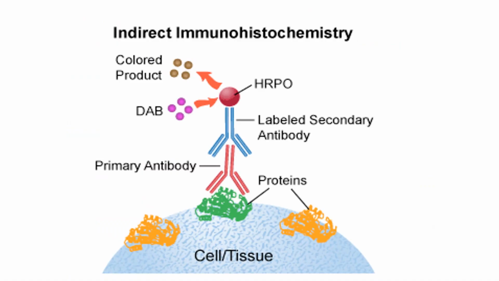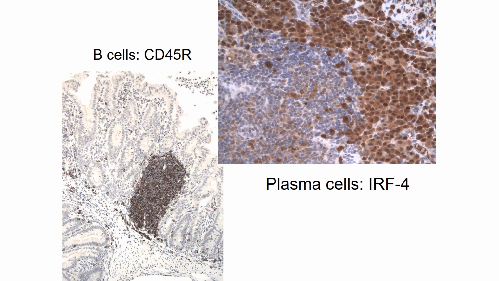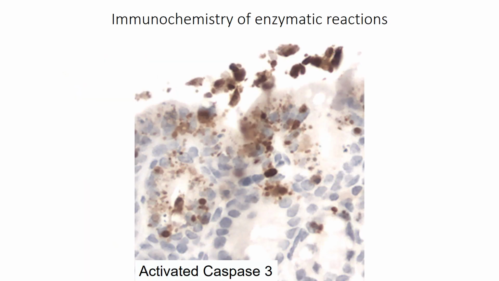This is a more detailed image of indirect immunohistochemistry where there is a primary antibody, and there is a secondary antibody that has a label. When a substrate goes in, it reacts and generates the colored product. All right. These are other examples, like the CD45 receptor in B cells highlighted in brown, while the IRF4 in plasma cells is highlighted here. Those are two different markers of activated B cells and further developed plasma cells.